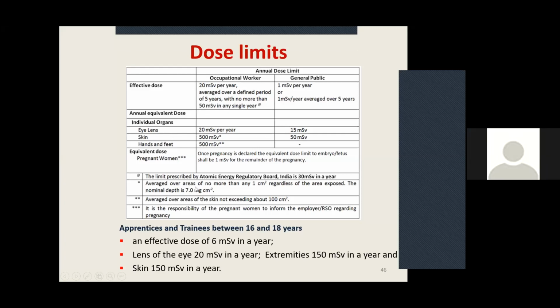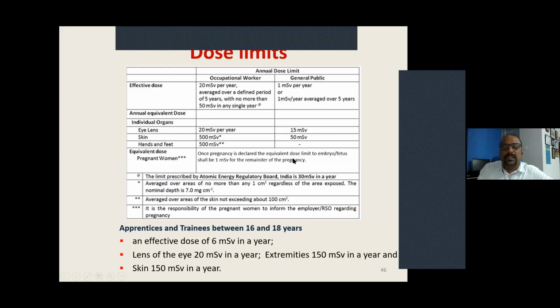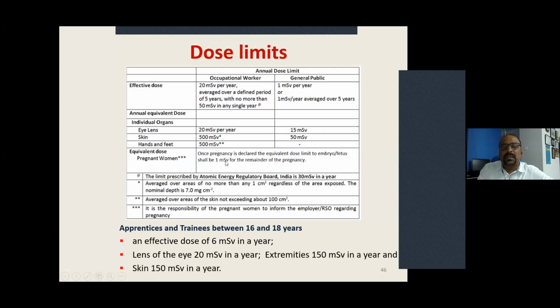And for pregnant women, the limit is 1 millisievert to the embryo or fetus for the remaining period of the pregnancy. But it is the responsibility of the pregnant woman to inform the head of the department or radiological safety officer that she has become pregnant, and then they will take precautions: either they will ask her to work in some other area, and they will make provision to keep the radiation limit within 1 millisievert.